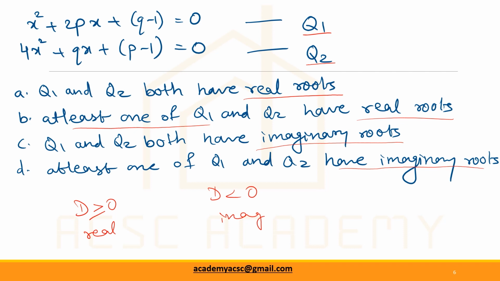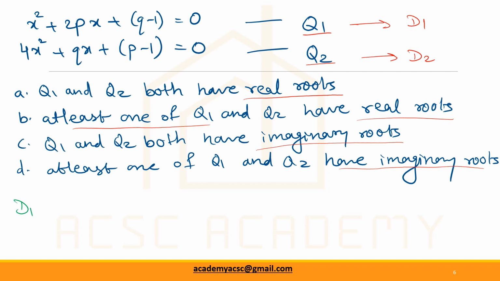Here we have q1 and q2. Let us say for q1 we will get the determinant as d1, for q2 we'll get the determinant as d2, but we cannot directly comment upon the nature of both of them together. Let us see why. First we'll try to find out the values of d1 and d2.